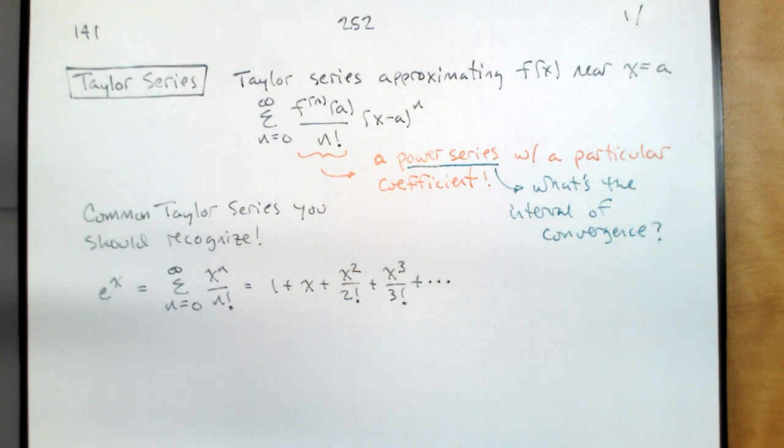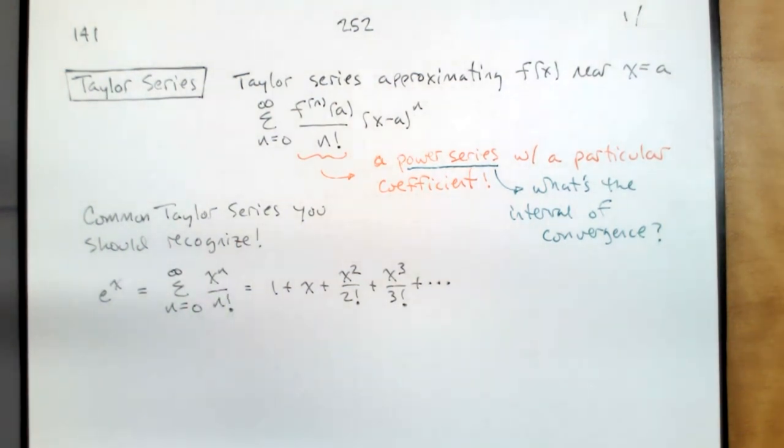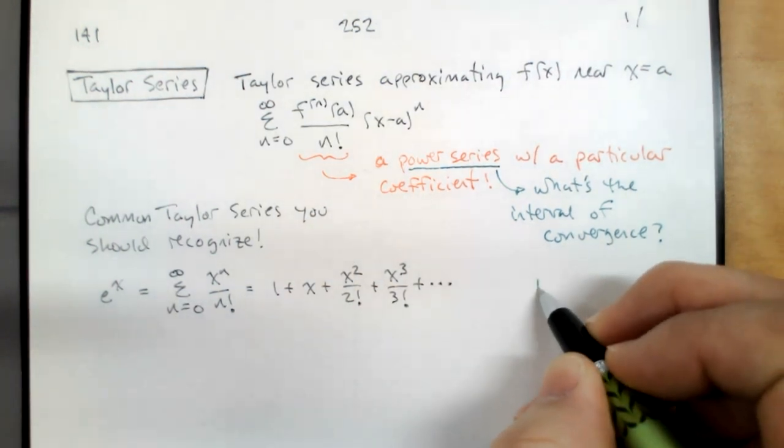We need to know the interval of convergence. If we stop writing the Taylor series, we've written a polynomial approximating a function near a point. We need to know where that approximation works. When we look at this power series, x to the n over n factorial, we see the n factorial in the denominator. That's going to leave behind an n plus 1 in the limit from the ratio test. So the limit from the ratio test will go to 0 regardless of the value of x. So the interval of convergence is all real numbers.